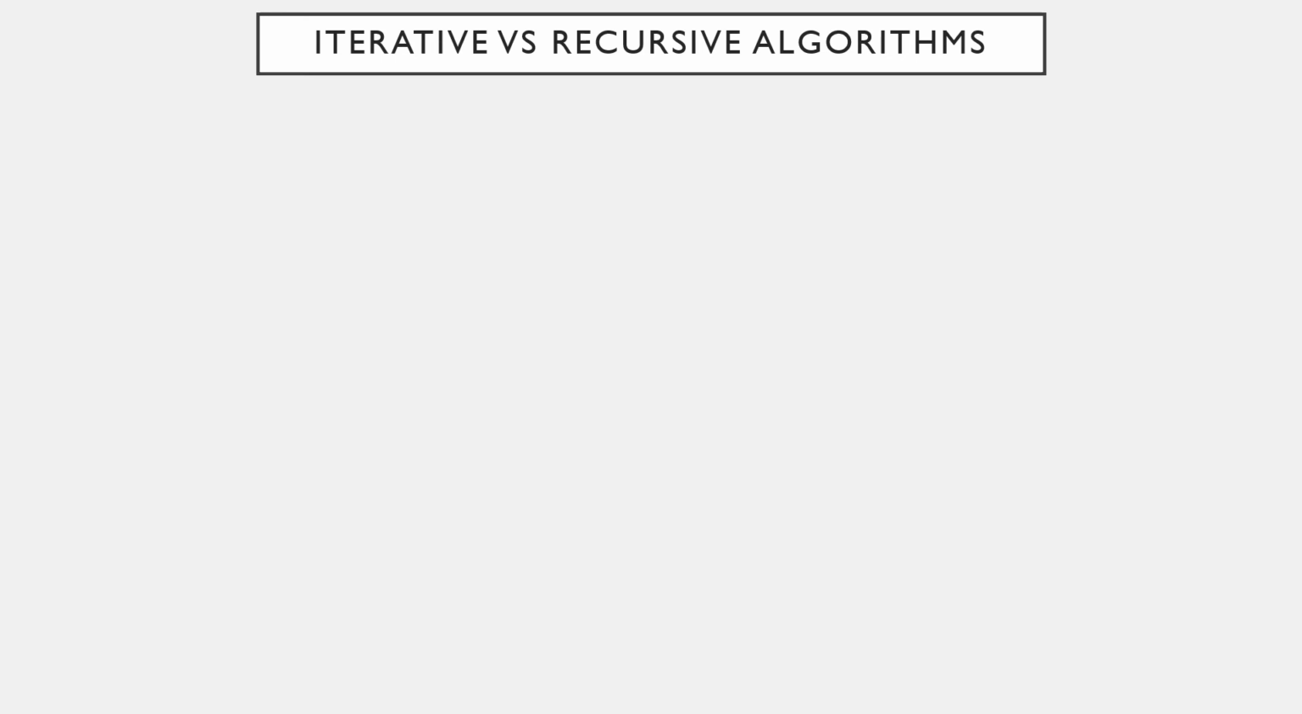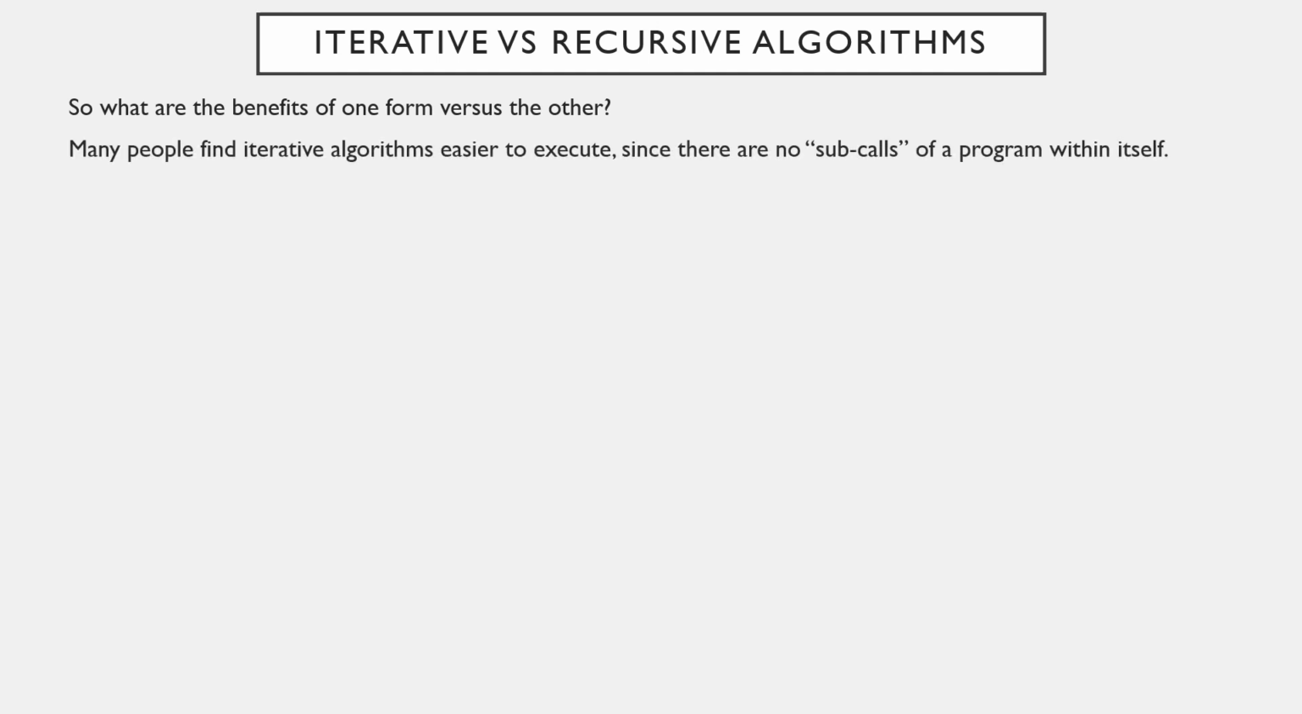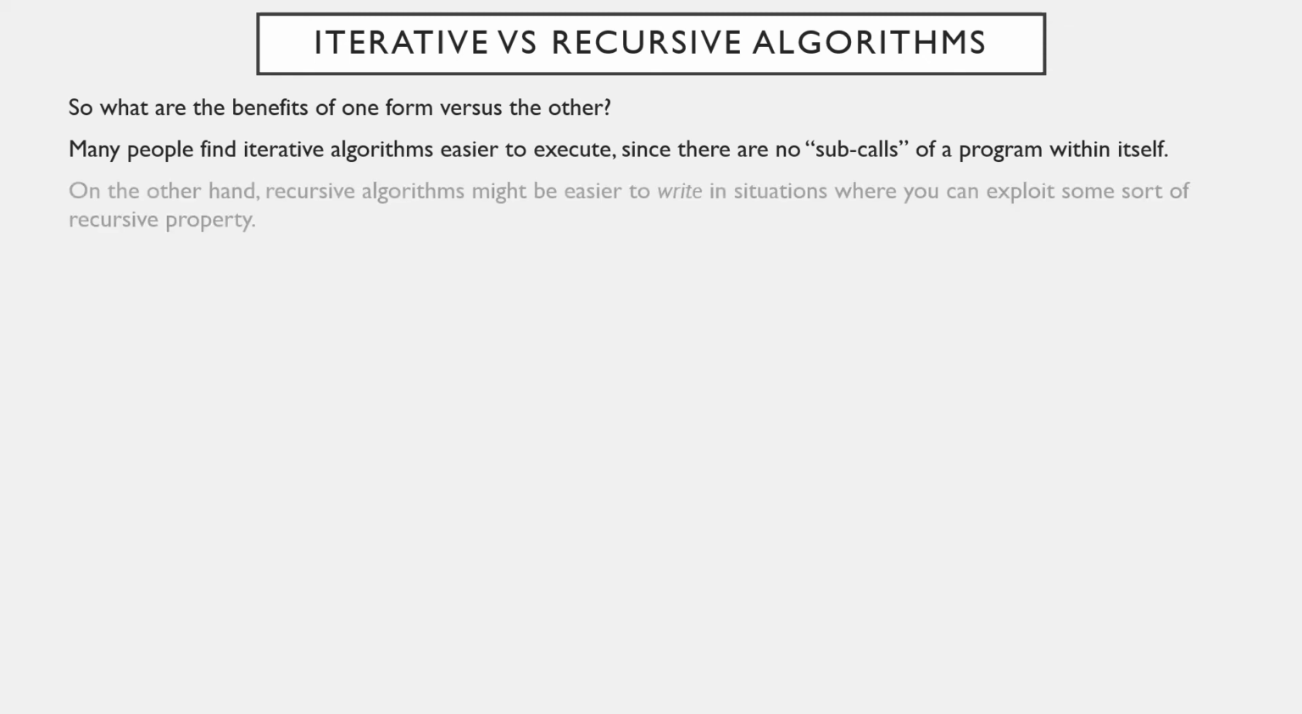Well, we've got iterative and we've got recursive algorithms. Why would I choose one form versus the other? Many people find iterative algorithms easier to execute. There's no pause in this version of the algorithm to start running a new one. And if you're actually going through the algorithm by hand, it can be more straightforward to deal with loops and counting variables. But recursive algorithms are actually frequently easier to write.